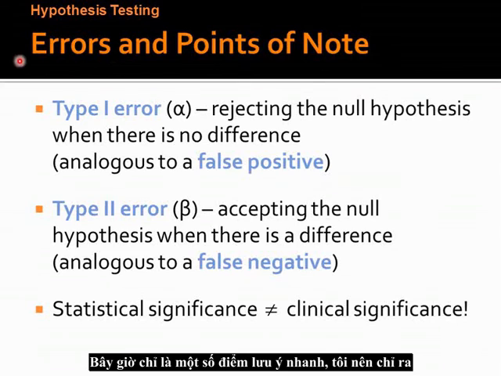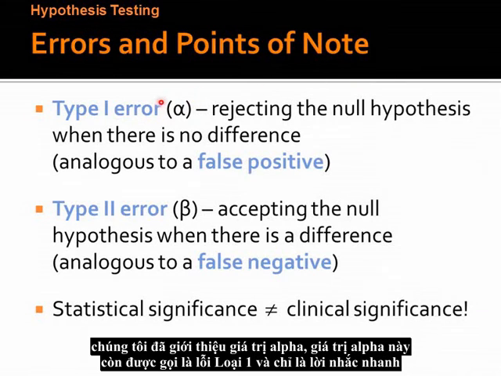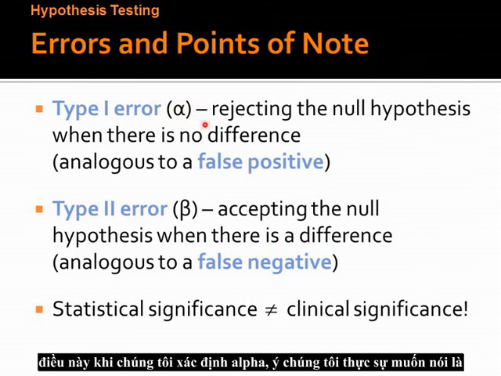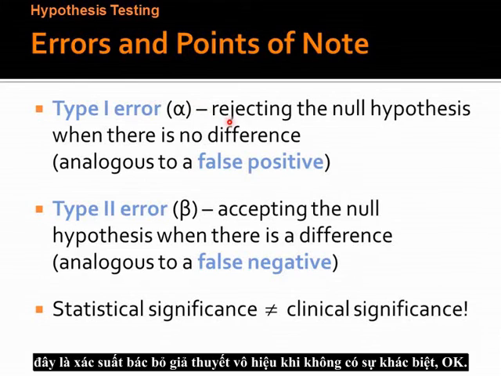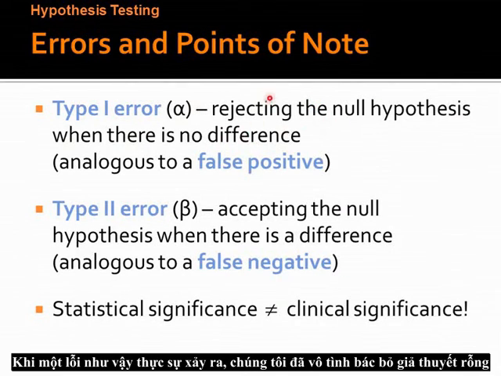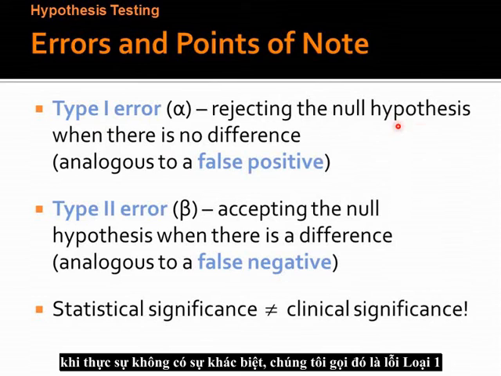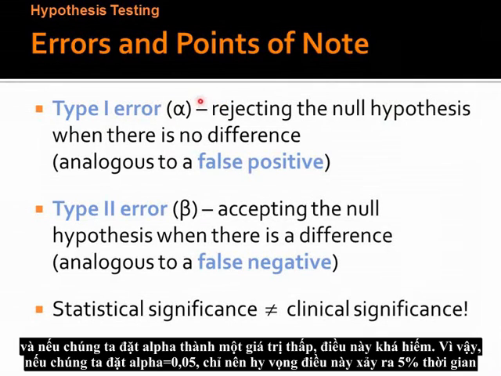Now, just some quick points of note. We've introduced the alpha value, which is also known as the type 1 error. Just a quick reminder: alpha is the probability of rejecting the null hypothesis when there is no difference. When such an error occurs, where we accidentally rejected the null hypothesis when the null hypothesis was actually true, we call it a type 1 error. If we set alpha to a low enough value, this should be quite rare. If we set alpha to 0.05, we should expect this to happen only 5% of the time.